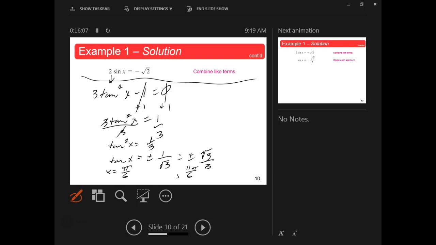But like I was saying, I think of it in terms of negative pi/6, it gives it the minus root 3 over 3. But that's the same as 11/6 pi if you do it over here. Okay?